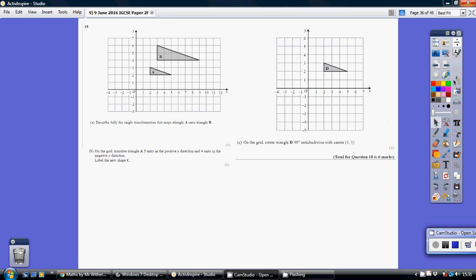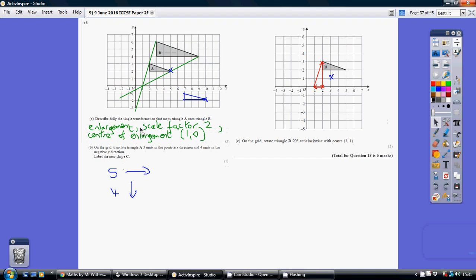Question 18. So part A, we've got to describe the transformation from A to B. Well, we can see it's just getting larger. It's the same shape, just bigger, so it's an enlargement.